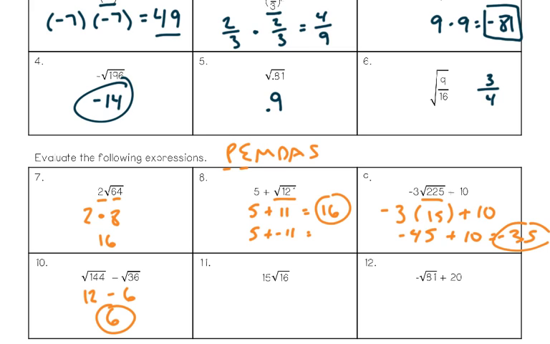For number 11, it says take 15 times the square root of 16. So the square root of 16 we'll do first. That's 4. And then multiply it by 15. So that'll give us an answer of 60. So 60 is your answer for 11. And then lastly, number 12, take the square root of 81, which is 9, then bring down that negative plus 20. So 20 minus 9 is the same thing as negative 9 plus 20, which gives you 11.